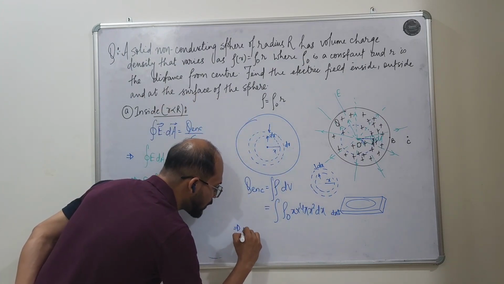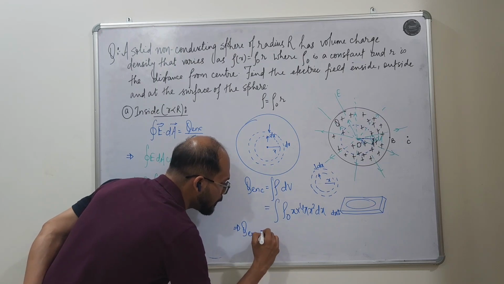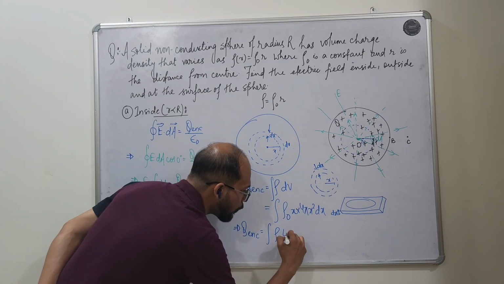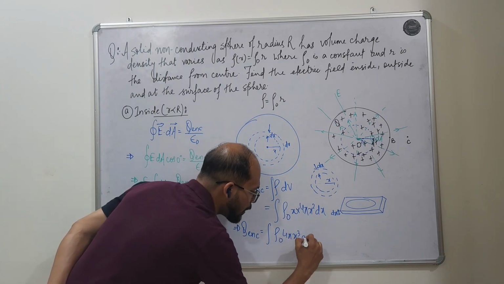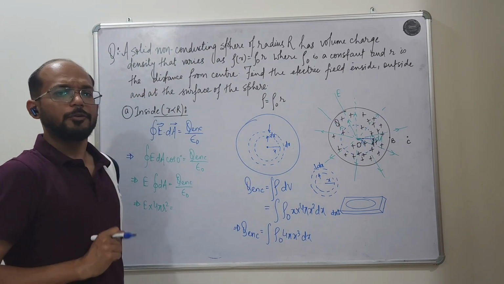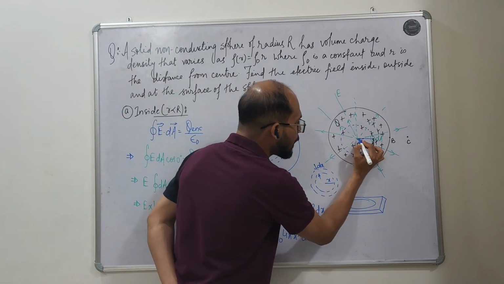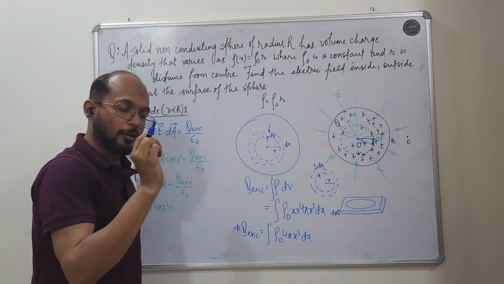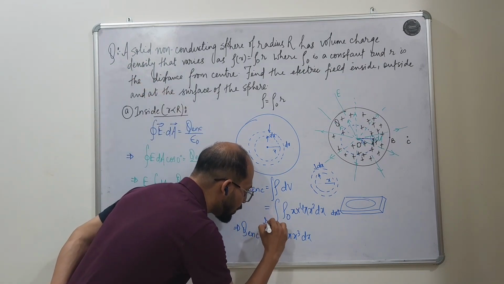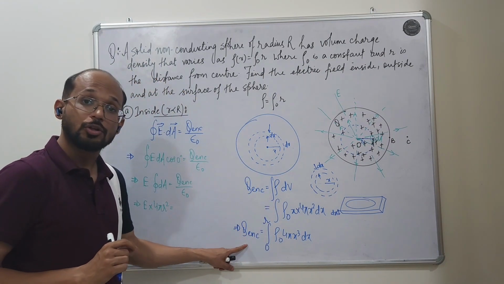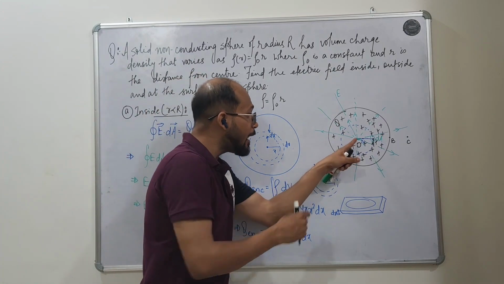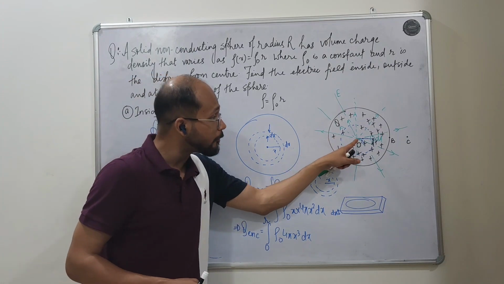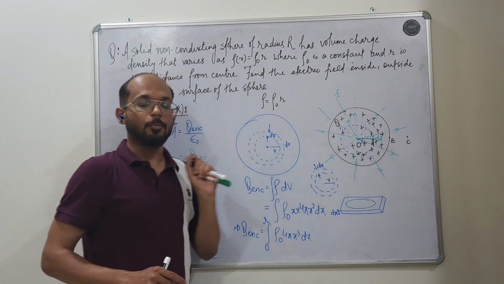So the value of Q enclosed will come out to be the integral of rho naught 4 pi x cube dx. And what will be the limit of integration? Here this x will vary from 0 to small r, till the Gaussian surface, because we have to find the charge enclosed within the Gaussian surface. And what is the radius of the Gaussian surface? It is small r. So the limit of integration will vary from 0 to small r.